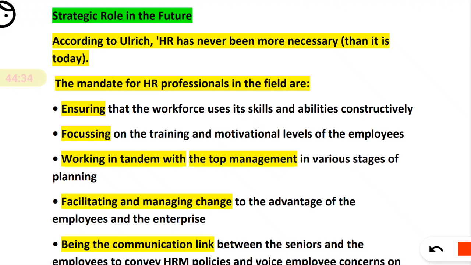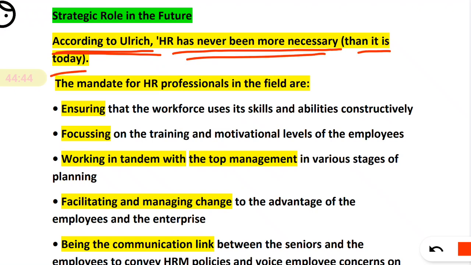Here we will discuss, according to Ulrich, the HR has never been more necessary than it is today. So what do you mean? The importance of HR is increasing day by day. According to whom? According to Ulrich, the HR has never been more necessary than it is today. So this is the opinion of Ulrich. That means day by day the importance and the necessity of HR is increasing.